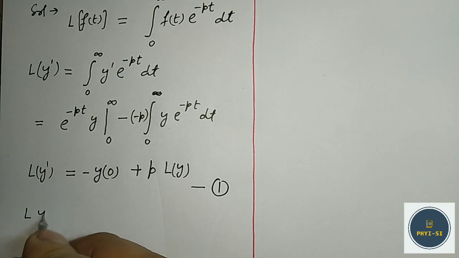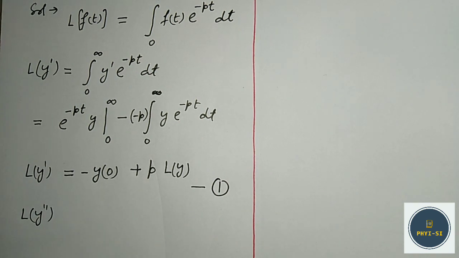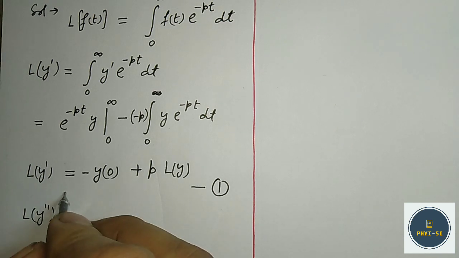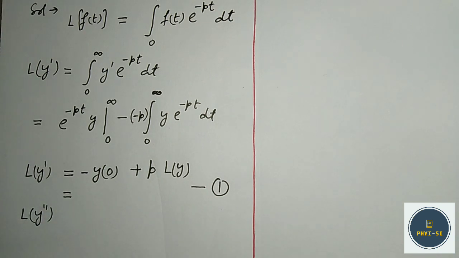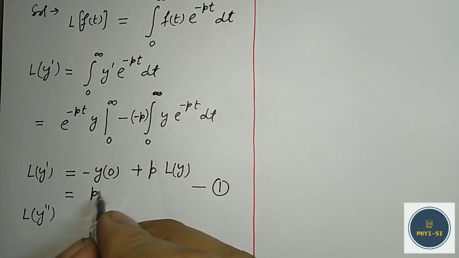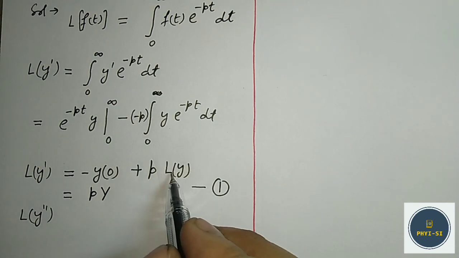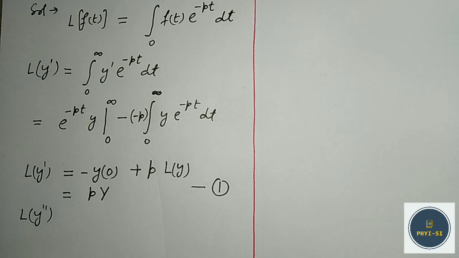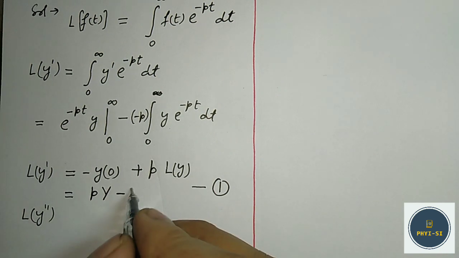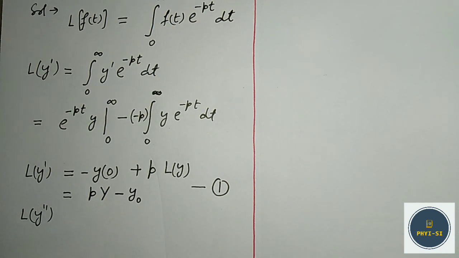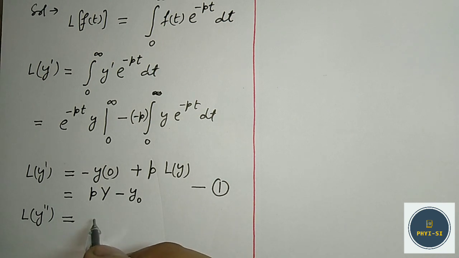Now we have to find the Laplace transform of y double dash. First of all, let me write this in a simple form: p capital Y, where capital Y is the Laplace transform of y, and then y naught. Y naught means the value of y at x equal to 0. Now, L of y double dash.